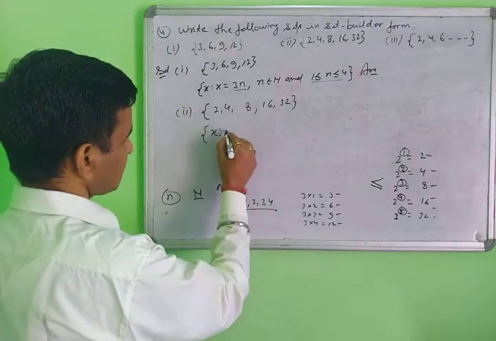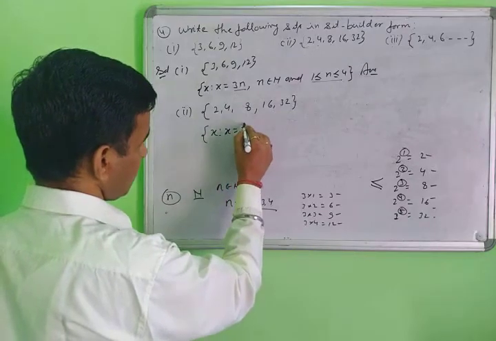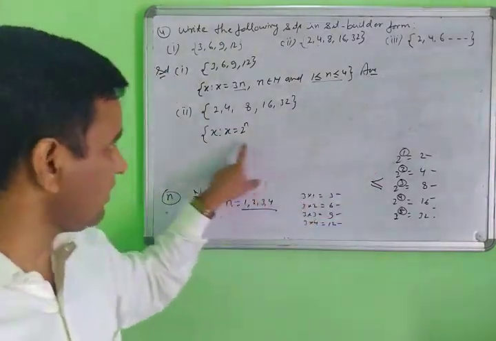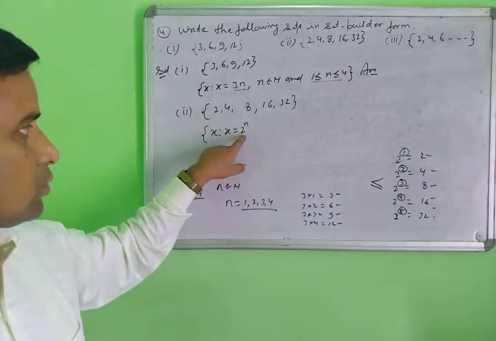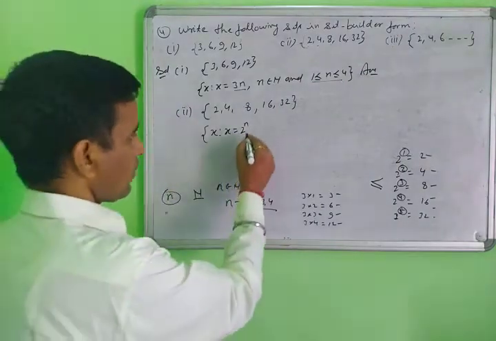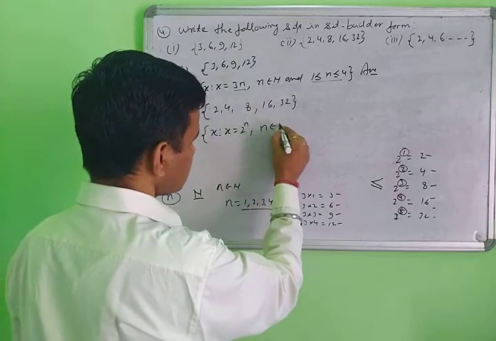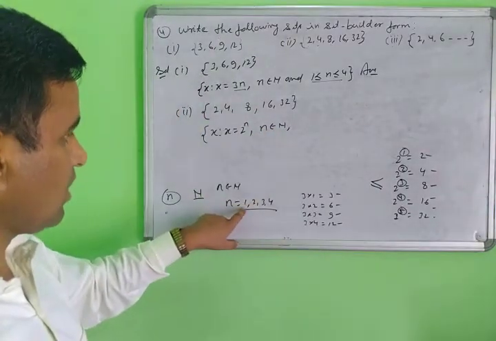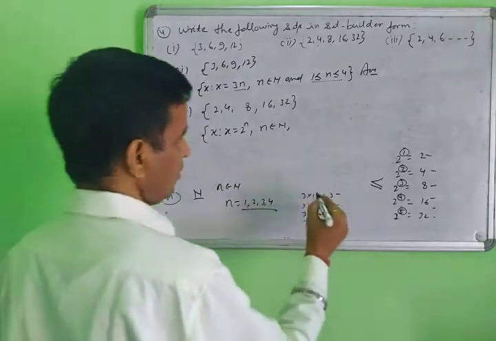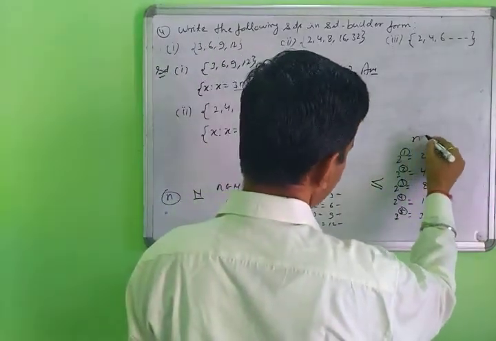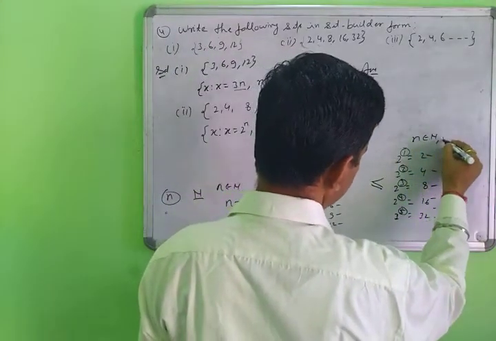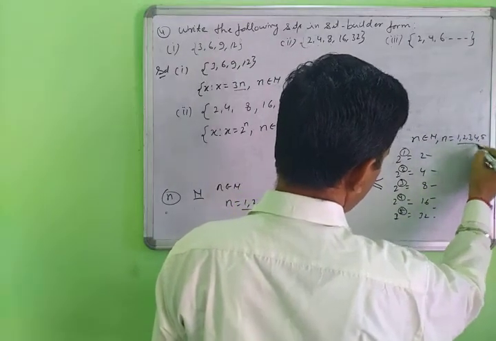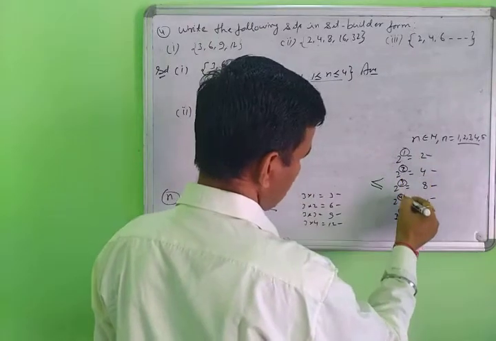x such that x equal to 2 exponent n, where n belongs to N. What is the value of n? 1, 2, 3, 4, 5. The value of n belongs to N, and the values of n here are 1, 2, 3, 4, 5.